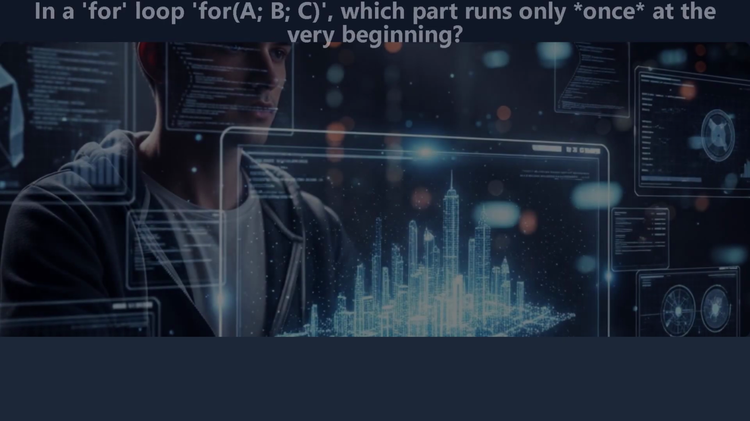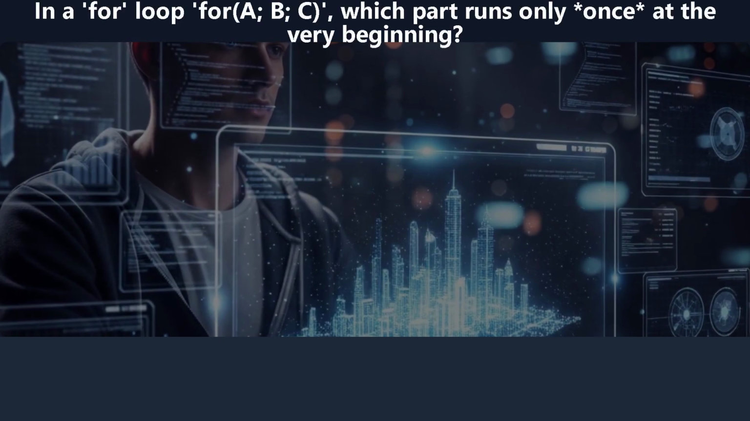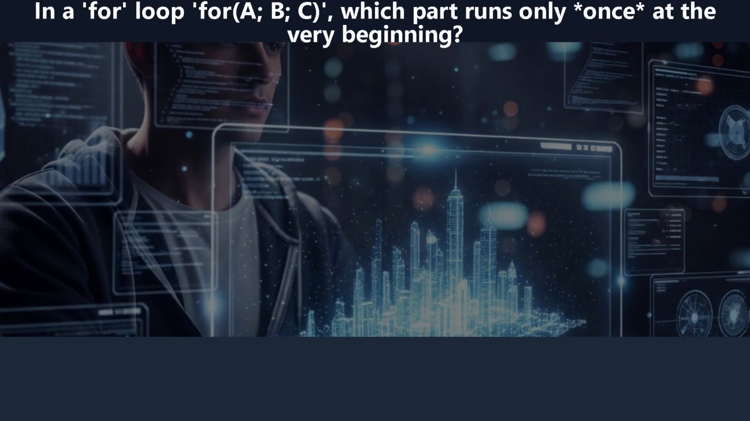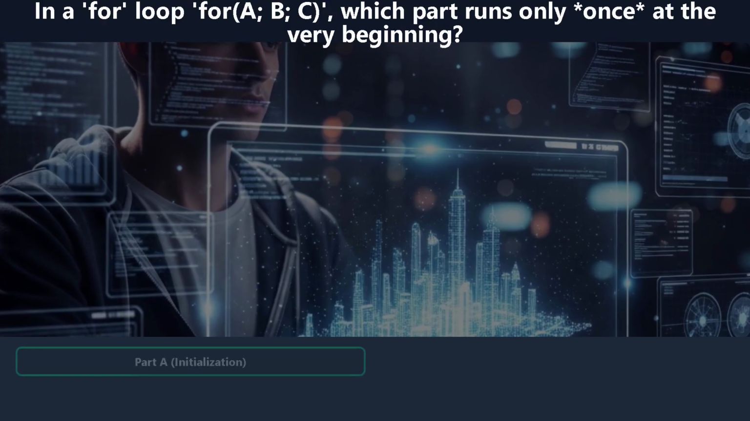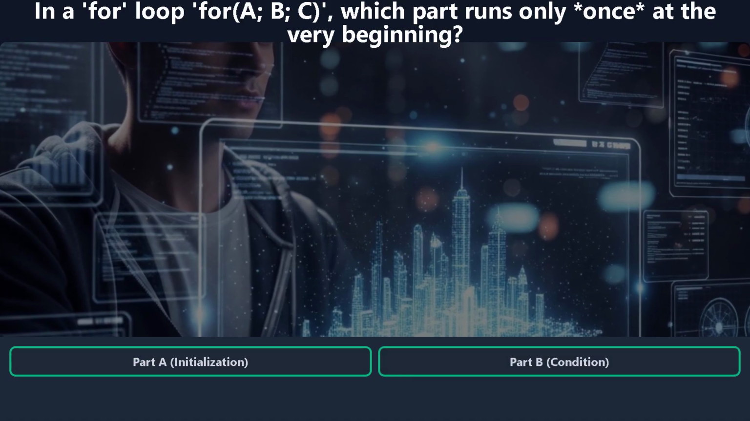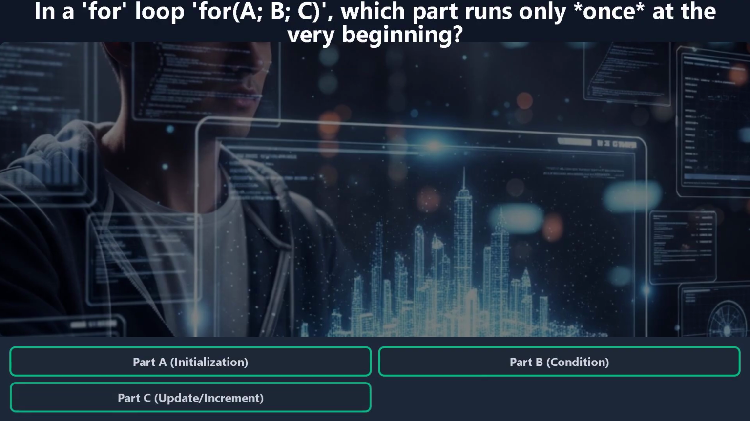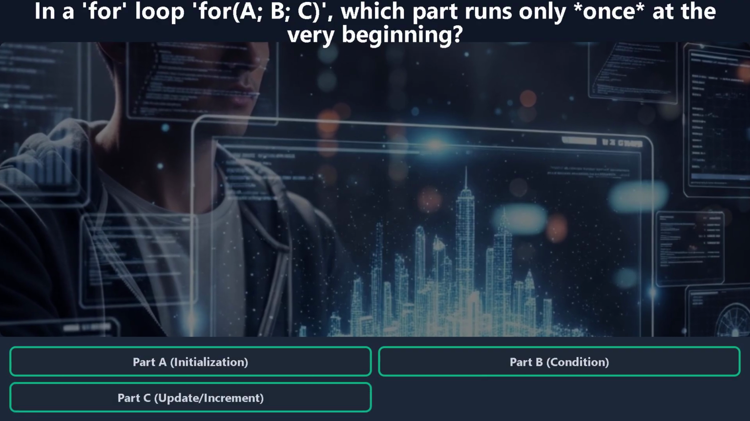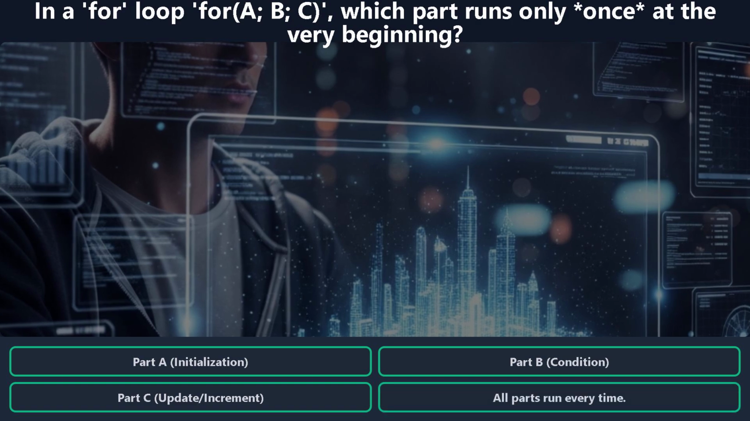In a for loop (A; B; C), which part runs only once at the very beginning? Part A, initialization. Part B, condition. Part C, update/increment. All parts run every time.